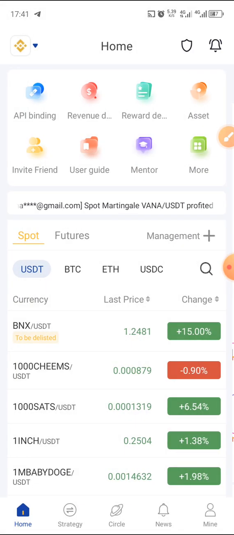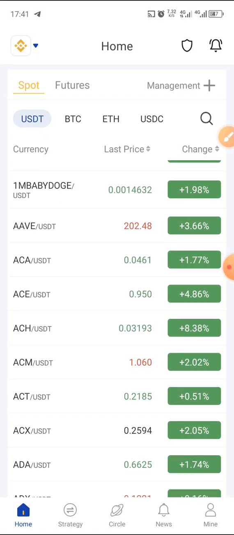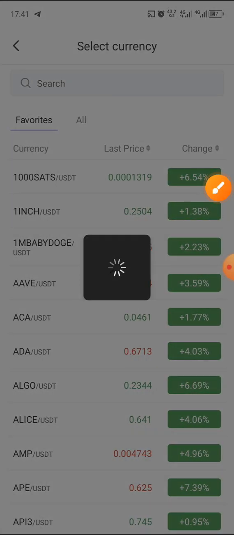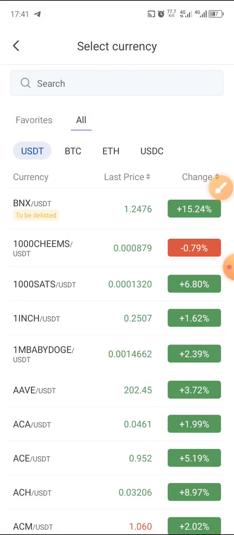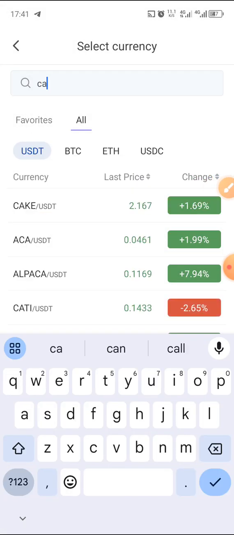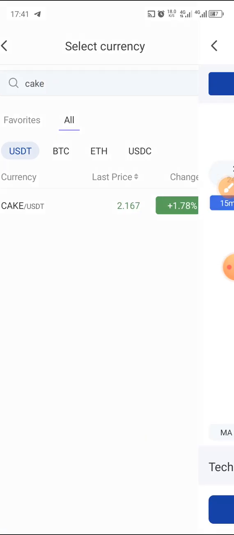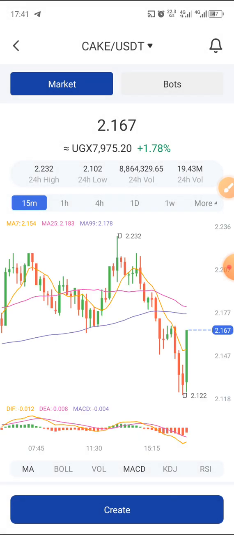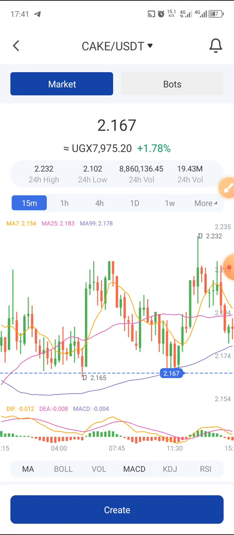In fact, let me use another example. For instance, I have my pumping coins that I know and love so much. One is Bell, another one is Cake, Bake, those coins. I told you to make a list of your own favorite coins, okay? So we are going to take Cake as an example.